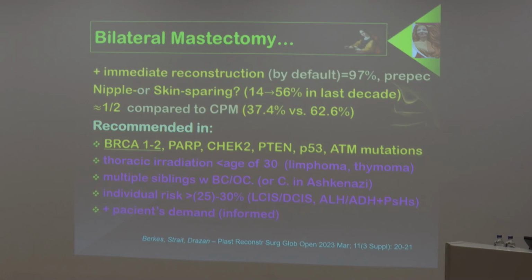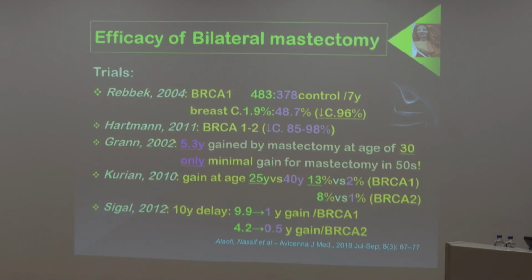It shifted skin to nipple-sparing mastectomy, and the recommendations are some important mutations, thoracic irradiation, multiple siblings with breast and ovarian cancer, high individual risk patients demand also. The efficacy, this is important because you see that it's important at what age you are performing this, and it's very important you have these trials.